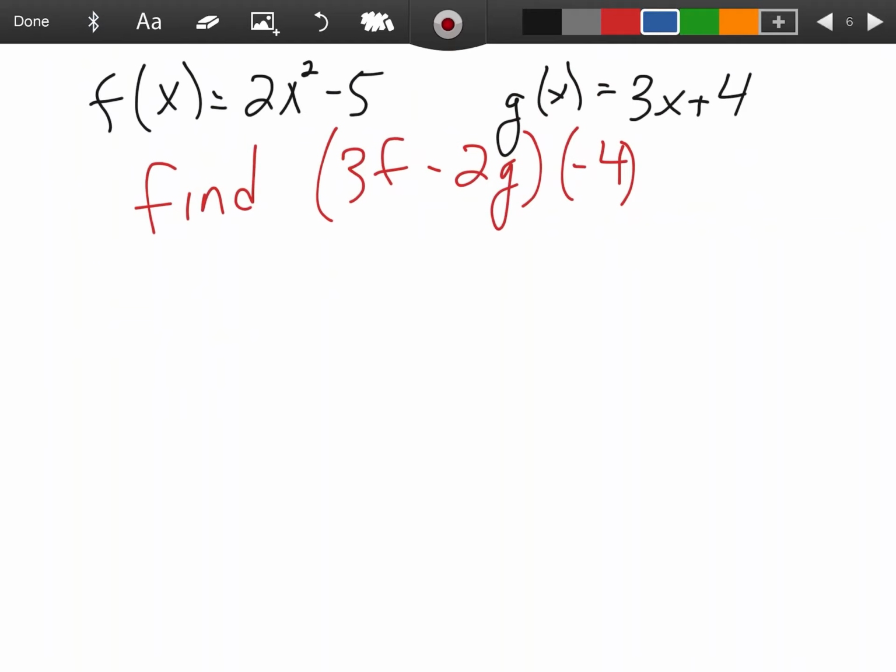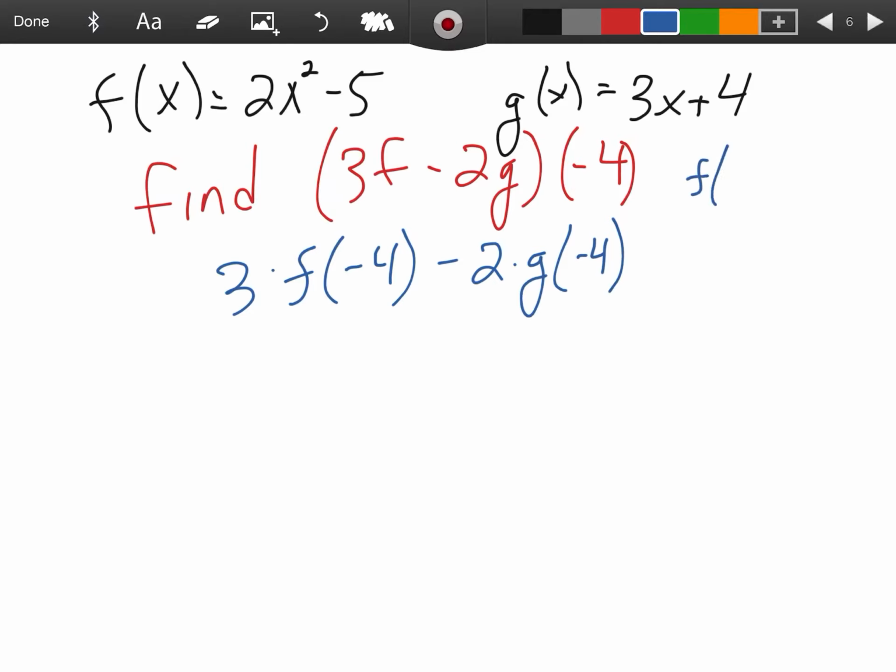Now this last example is again a combination of two functions, but it's evaluated at a specific value. All right, so we're evaluating it at -4. That's what that -4 afterwards is saying. So this is the same thing as 3 times f of -4 minus 2 times g of -4. All right, so my recommendation would be, well, start off by finding what is f of -4.